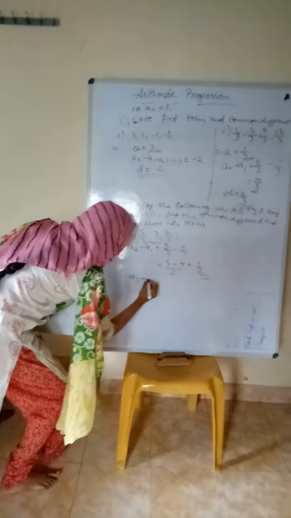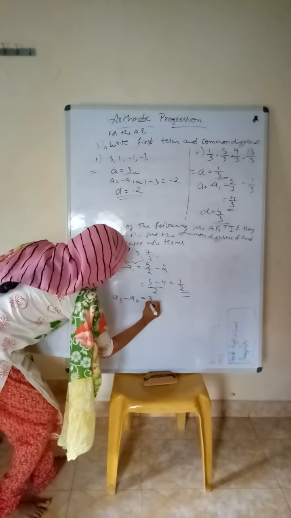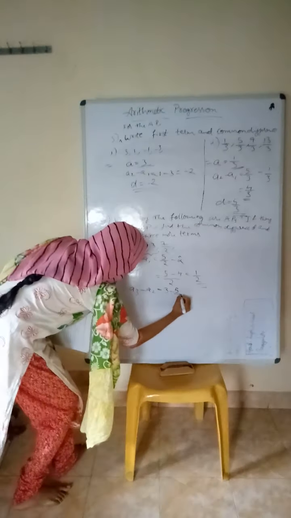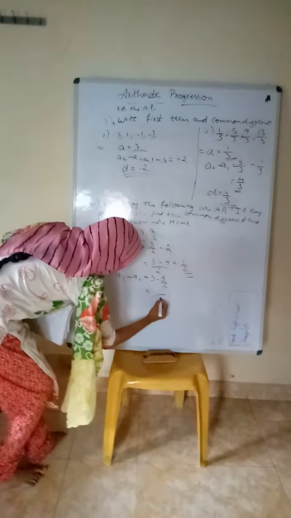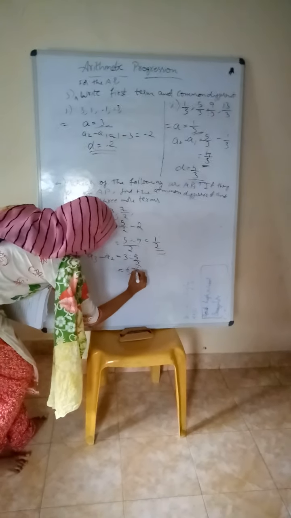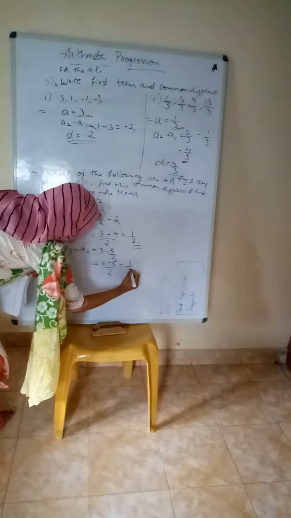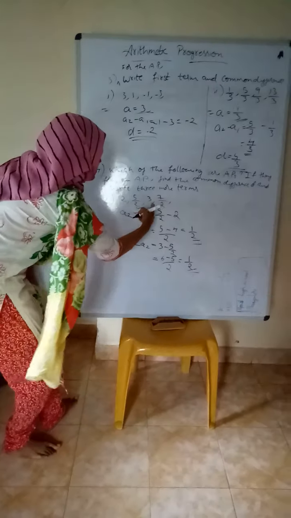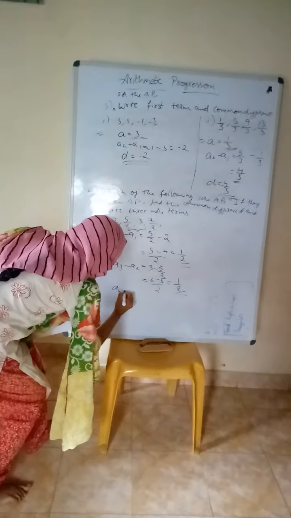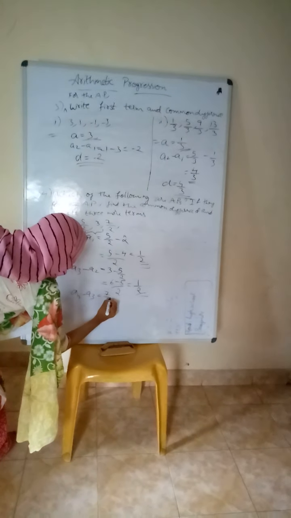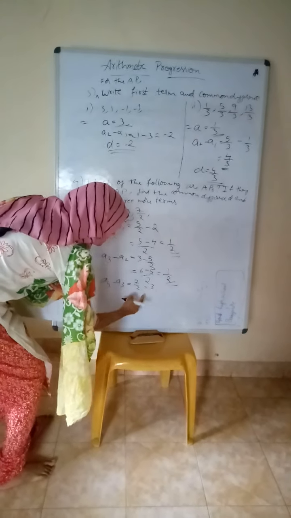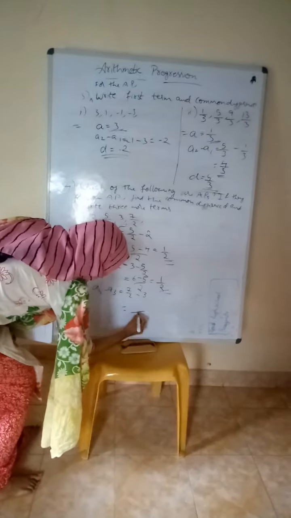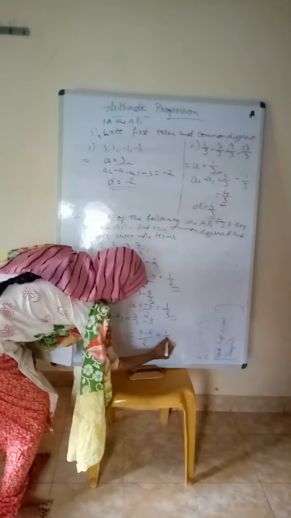A3 minus A2. So, A3 is what? 3. A2 is 5 by 2. So, what you will get? Same way, take the LCM. So, LCM is 2. 3 times 2 is 6, minus 5. So, 6 minus 5 is 1. 1 by 2. Same you got. Let me check for the next also. A4 minus A3. 7 by 2 minus 3. Same way, take the LCM. What will be the LCM? 2. 7 minus 3 times 2 is 6. So 7 minus 6 is 1 by 2.